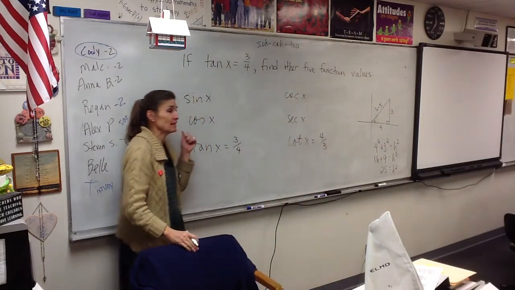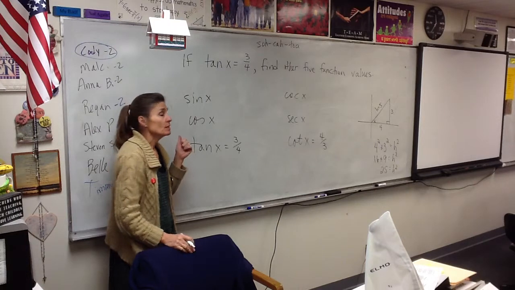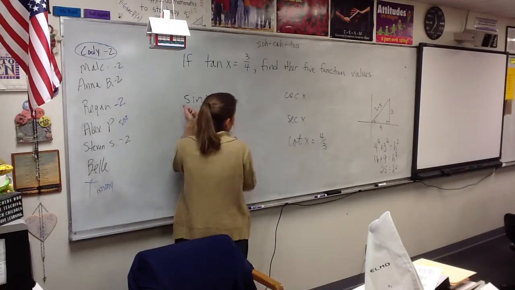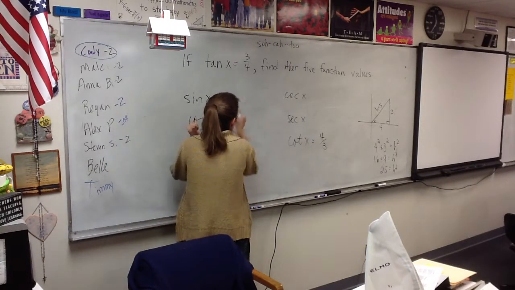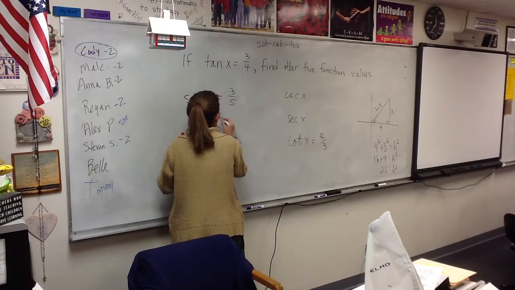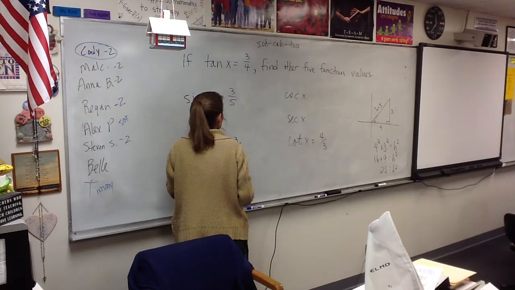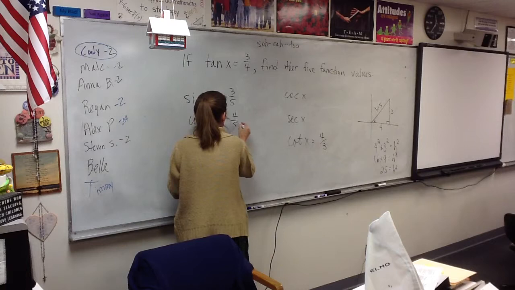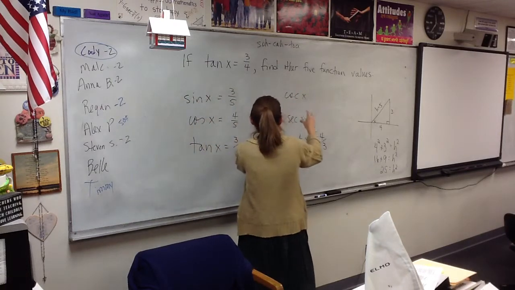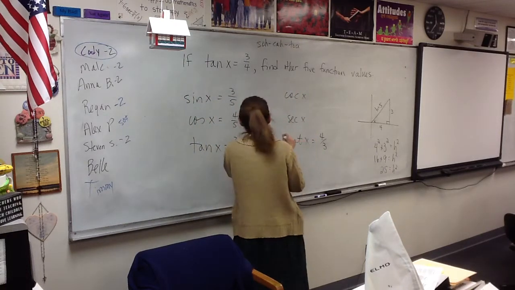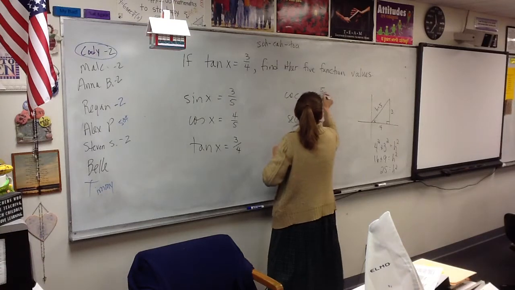Now, can I fill in the other things? Yes. The sine would be 3/5, good. And the cosine would be 4/5. And then we can just flip over to here and do the reciprocals, right? So this would be, and 5/4.